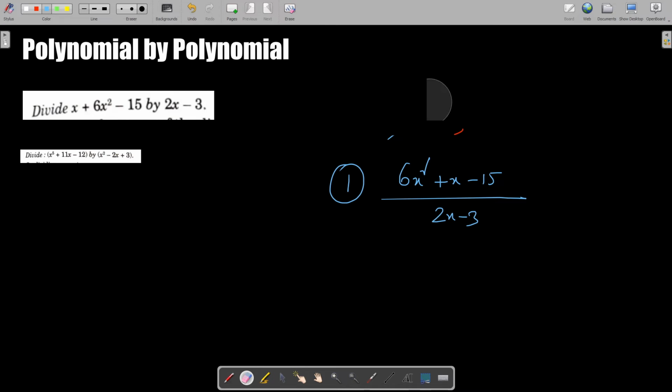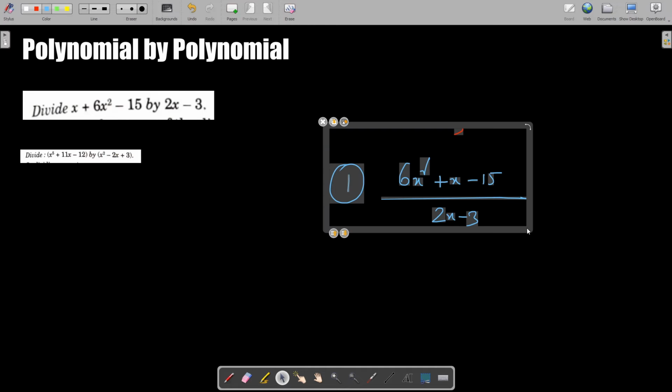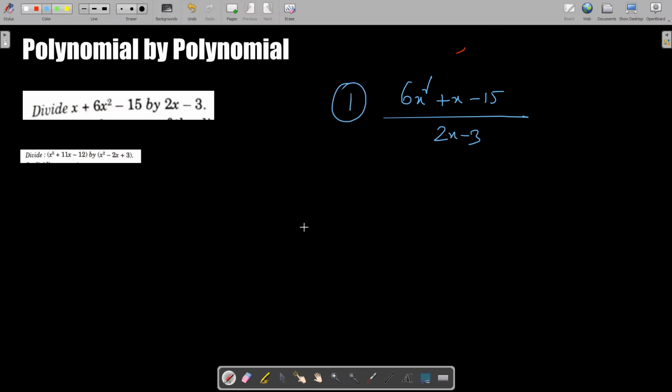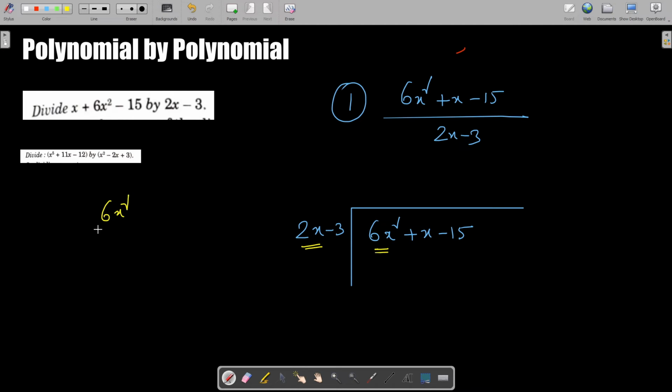Now what we're going to do is we will do the long division. So we will write it like this: 2x minus 3, inside we're going to write 6x square plus x minus 15. Now how do we do the division? Watch carefully. We'll take the first term of the divisor and the first term of the dividend, and we will simply divide them. It is 6x square divided by 2x. What are you going to get? 3x. So what value you get over here, you're going to write it as it is.